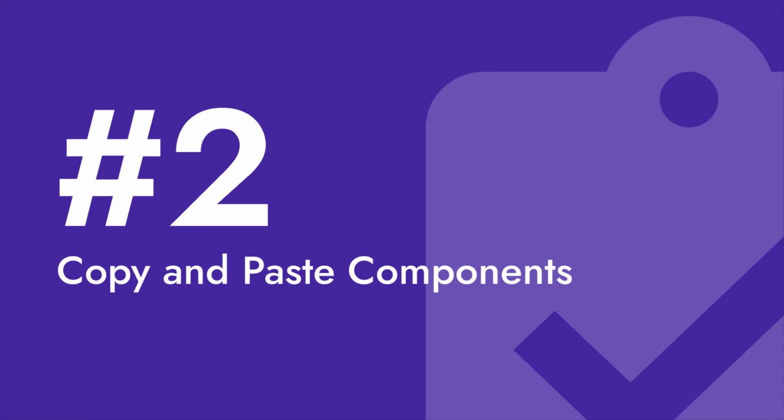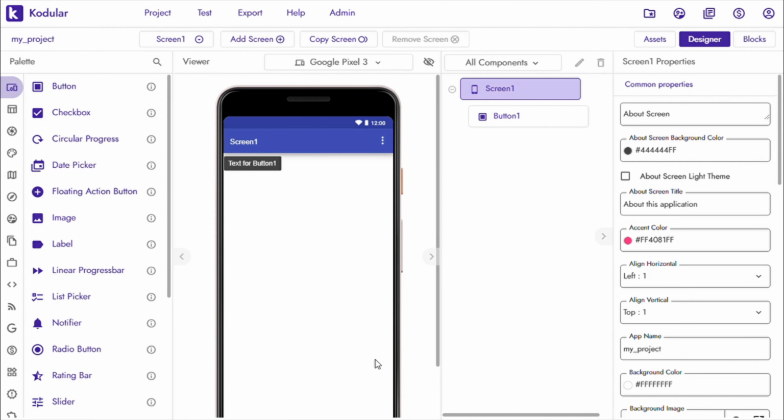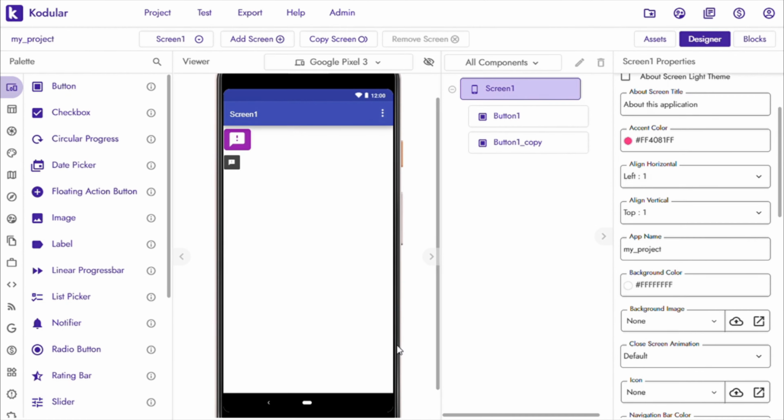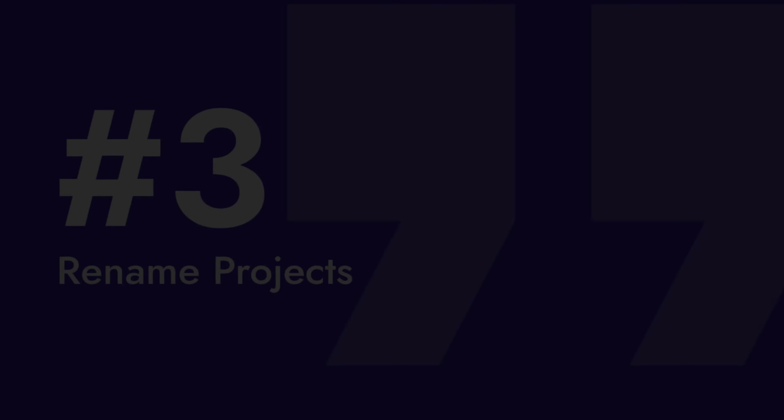Number 2. Copy and paste components. We've introduced a clipboard to Kodular so that you can cut, copy, paste, and duplicate components. To get started, simply right-click on a component and choose from the drop-down menu. You can also choose to paste only the properties of a component. This makes it much easier to create component templates, which you can use several times in your app.